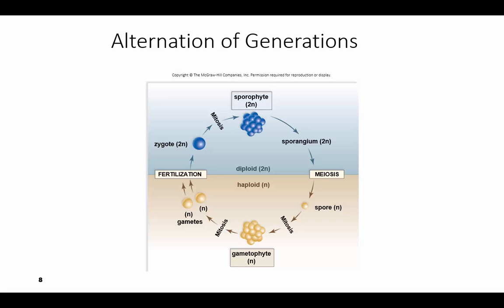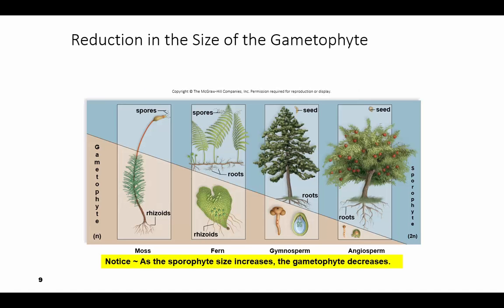In all of the diagrams that follow, you're going to see the sporophyte at the top in blue and the gametophyte at the bottom in the beige color. And you can see how it's going to alternate. It's just a cycle that goes from sporophyte to gametophyte to sporophyte to gametophyte. If you look here, again, the sporophyte in blue at the top, the gametophyte in beige at the bottom. And as the sporophyte gets bigger in size, the size of the gametophyte gets smaller.